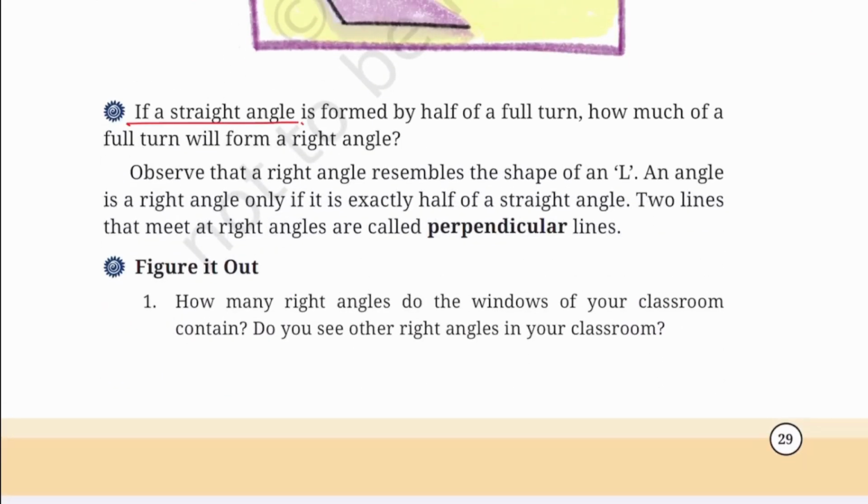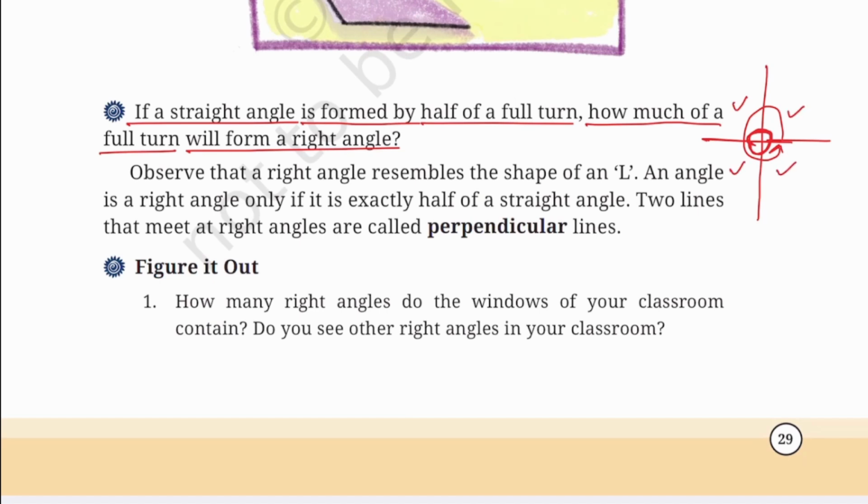If a straight angle is formed by half of a full turn, how much of a full turn will form a right angle? If you could remember, a full turn is double of a straight angle: a straight angle this side and a straight angle this side. That means if you split a straight angle into two right angles, you will get 1, 2, 3, 4 right angles in a full turn or complete angle.